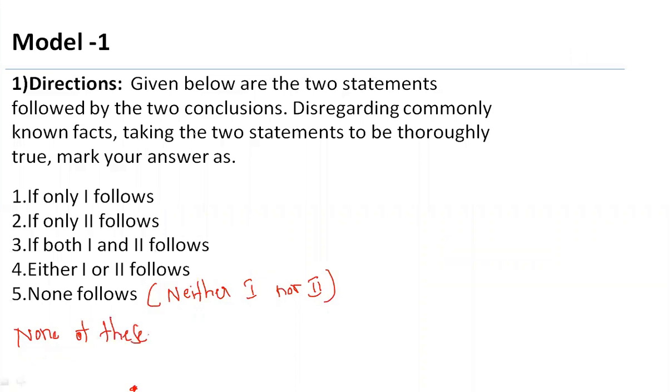If only one follows, it means conclusion one follows. Only two follows means conclusion two follows. If both one and two follow, it means both the conclusions are true. Either one or two means either the first one is true or the second one is true. Next, none follows means none of the conclusions follows. It is not none of the options. If it is none of the options, they'll give none of these or none. None follows is nothing but neither one nor two follows. Got the idea, guys?